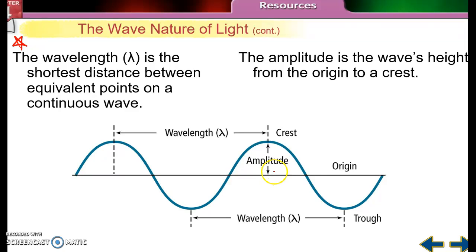The amplitude is the wave's height from the origin to the crest. So the origin, remember, is that black line. It runs through the middle. The height from the origin to the crest is called the amplitude. Theoretically, the amplitude should be the same from origin to crest or origin to trough. So, wavelength, amplitude, we know what the crest is, we know what the trough is, we know what the origin is.